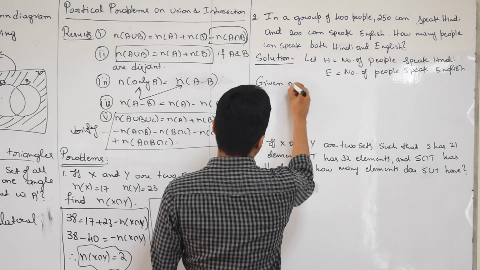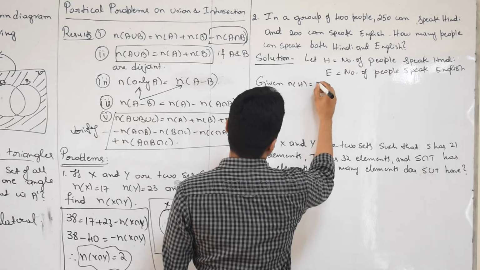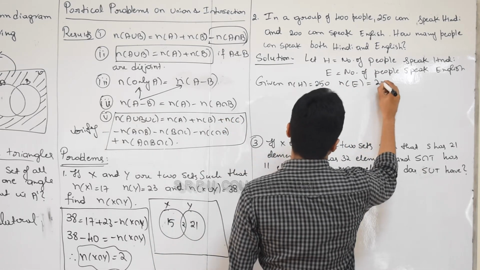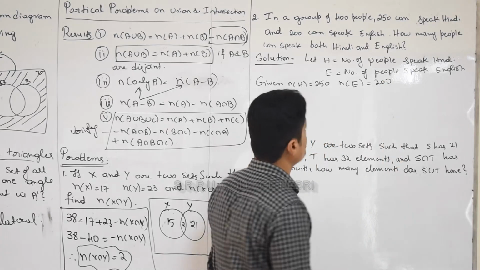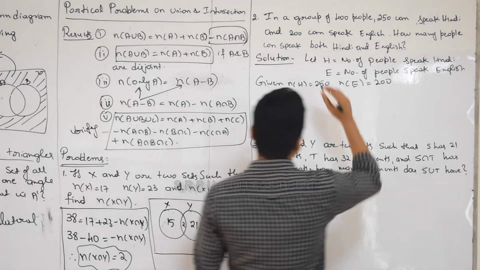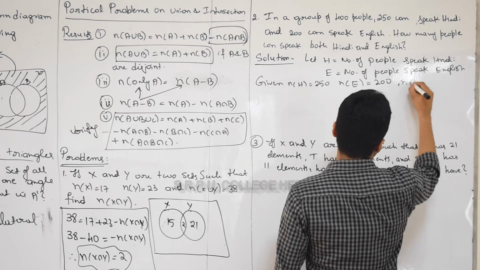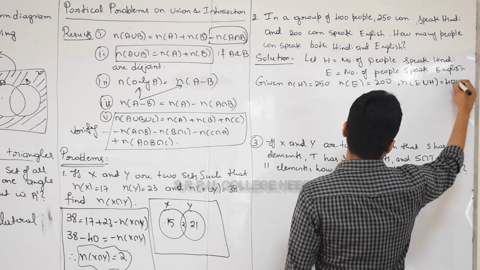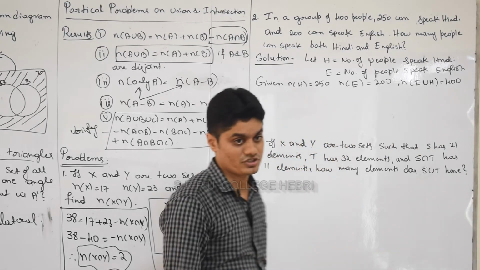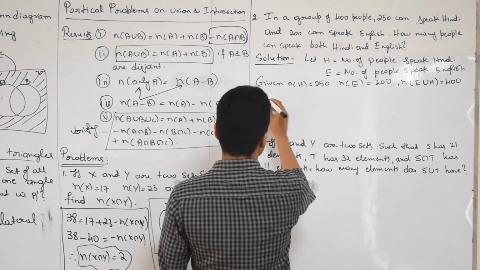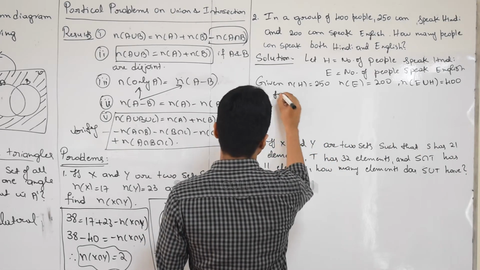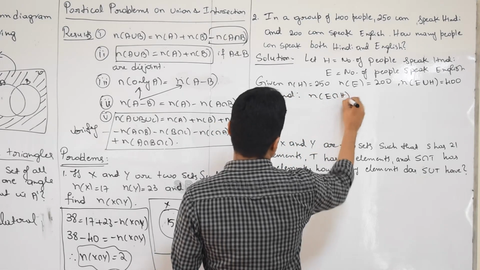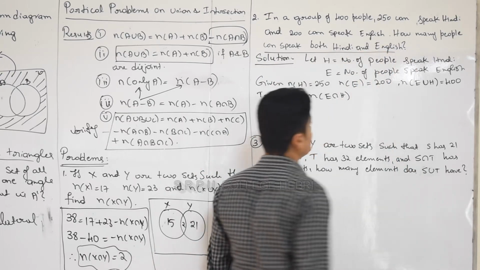What is given? n of H is given. How much? 250. n of E is given. How much? 200. How many can speak both Hindi and English? And what is this number? Definitely it will be E union H, that is either E or H, either English or Hindi. So what is required to find out? n of E intersection H, the number of people who speak both Hindi and English.